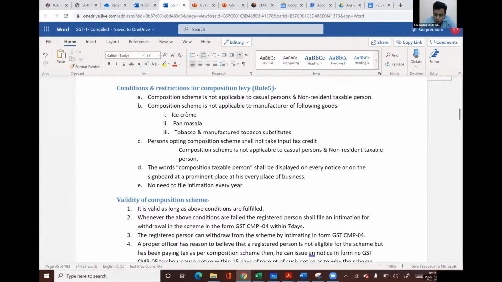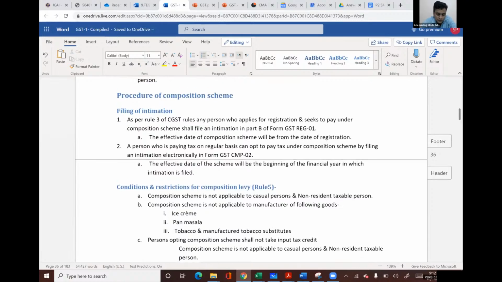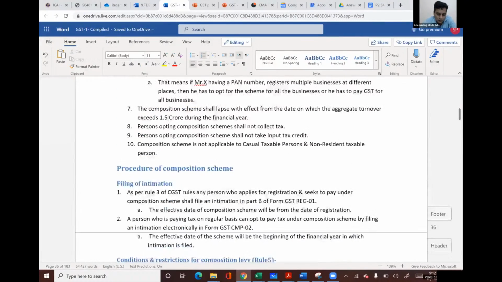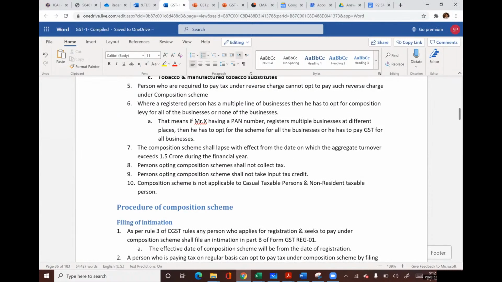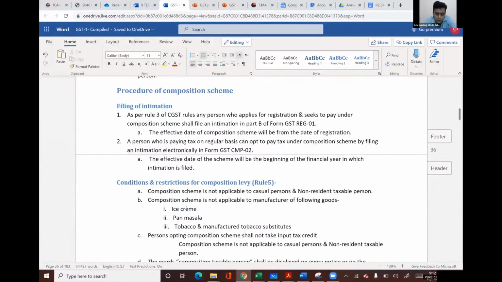Oh, conditions you did not read, is it? Okay, go ahead. Read the conditions first. I thought we completed conditions. Okay. Procedure. So let's read from here. Up to the 10th point you studied, right? Yes, sir. Okay. So continue with this procedure of composition scheme.